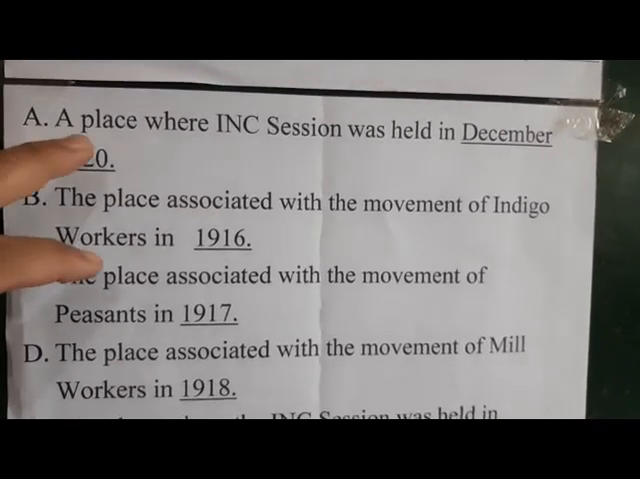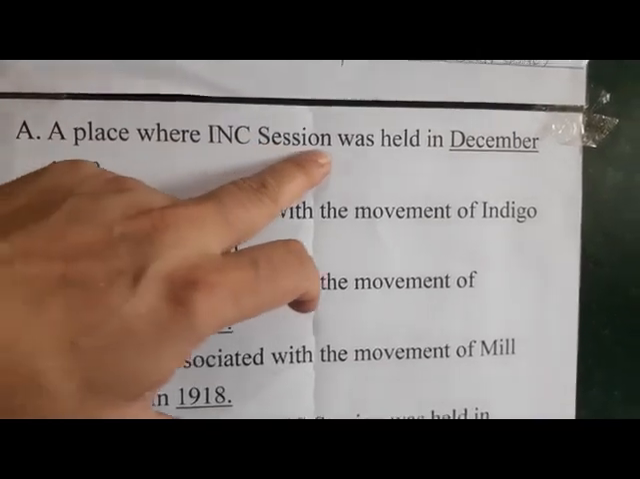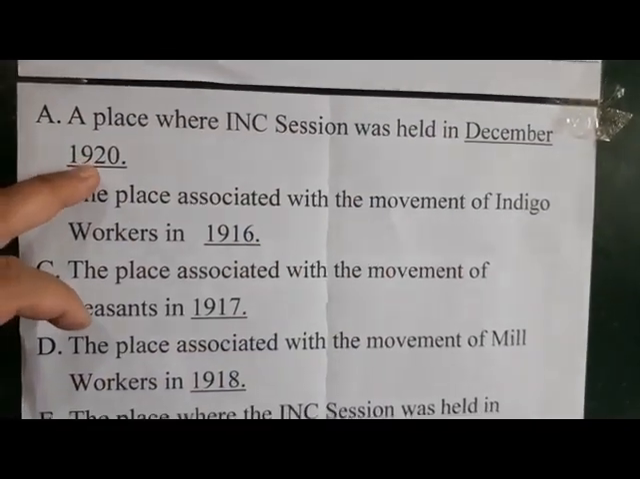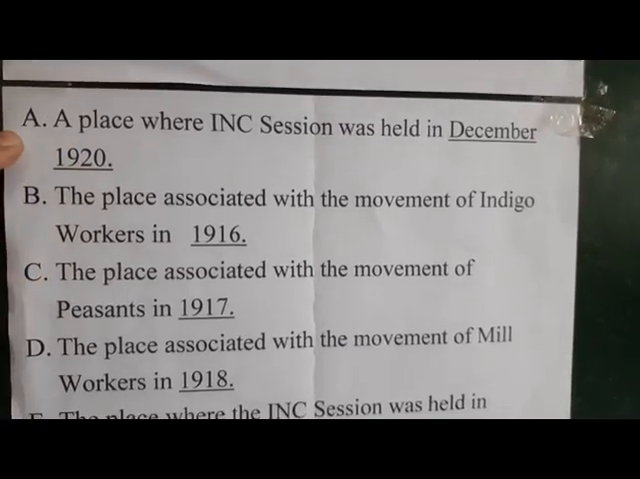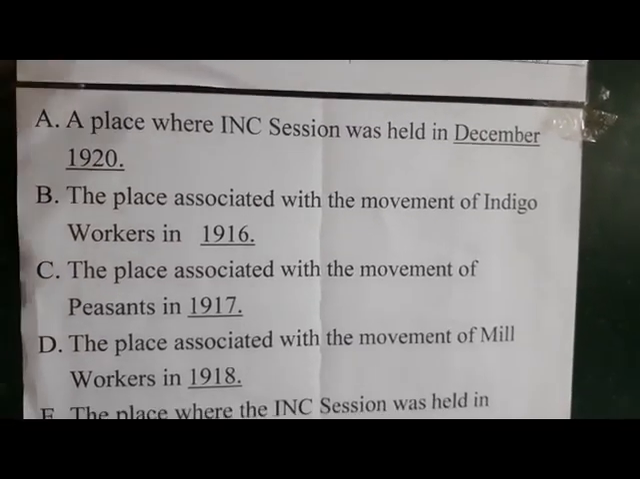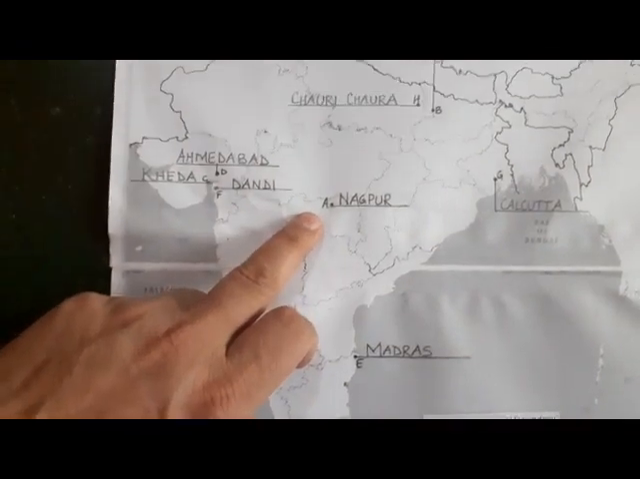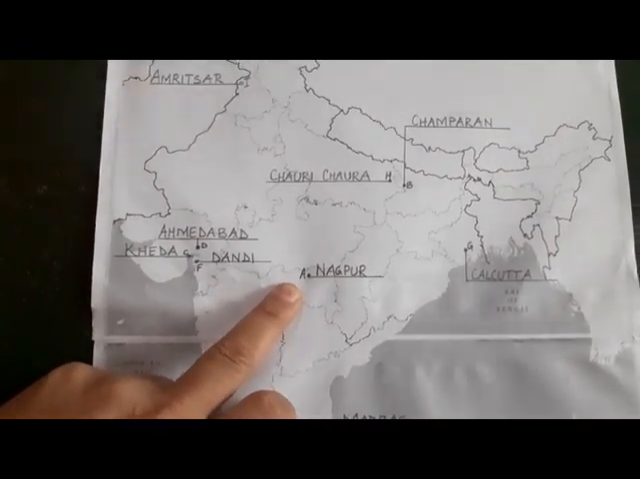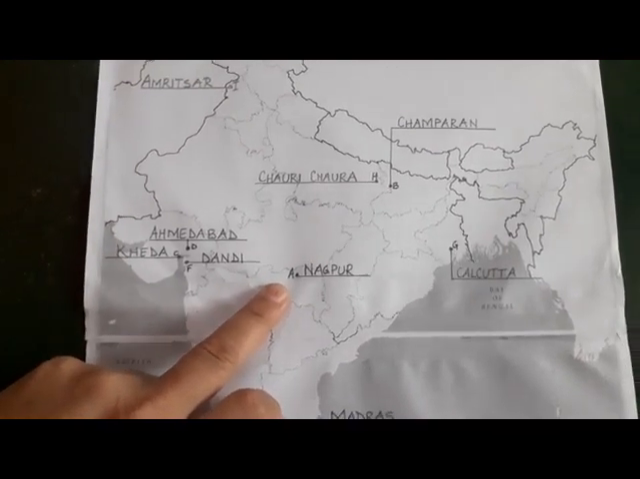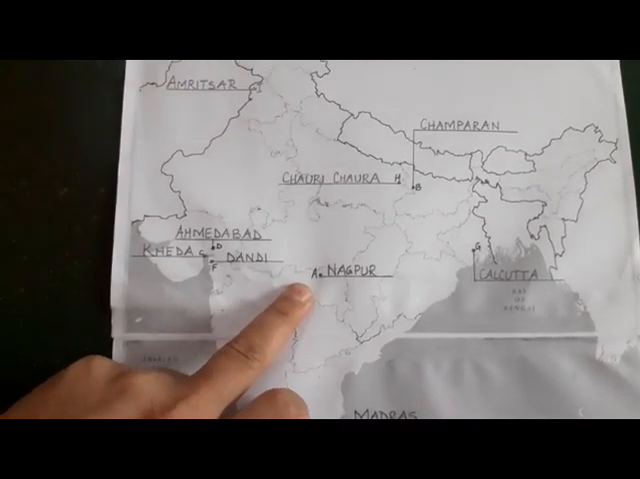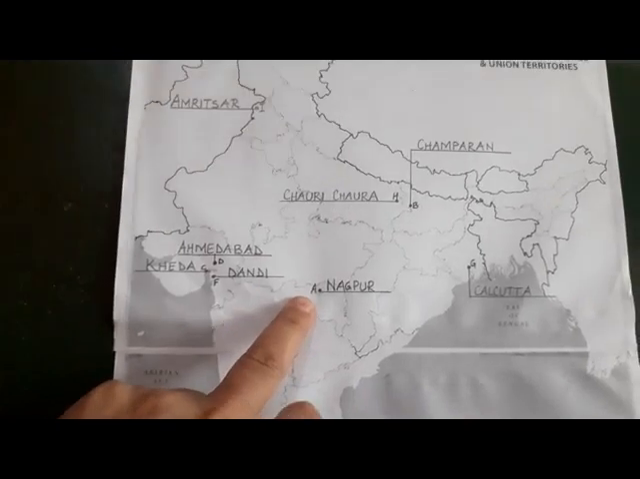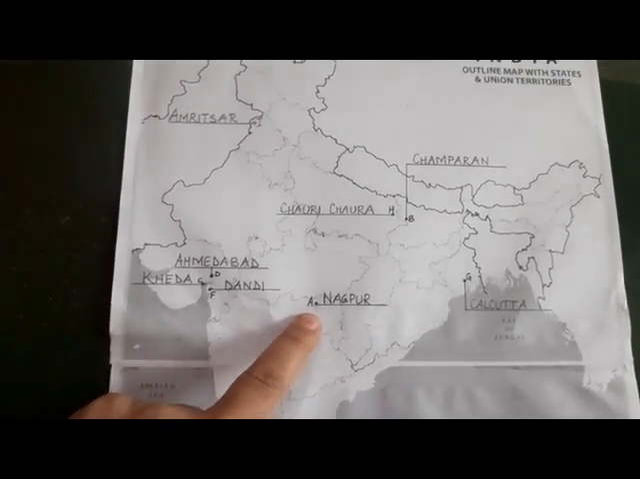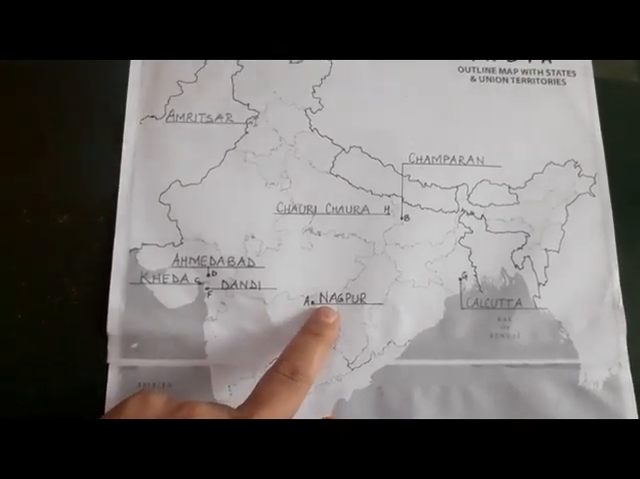It says, a place where INC session was held in December 1920. A. Look for A on the map. Right? Now you have to know the place. It says, a place where INC session was held in December 1920. That is in Maharashtra, in Nagpur. Right? So you write Nagpur.